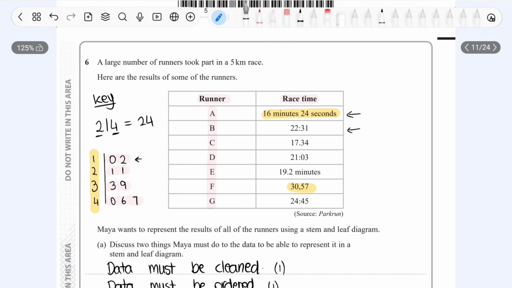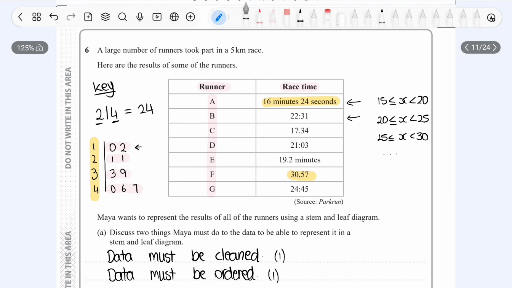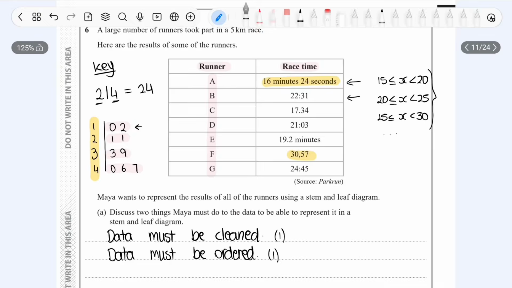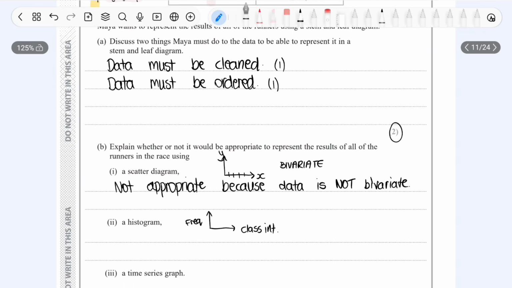Well, an example for here would be, if we look at our minimum, we have 16 minutes and our maximum seems to be 30 minutes, so we could have 15 to 20, 20 to 25, and so on. Now the point here is that this is continuous data. Continuous data is data that can take any value in a certain range, rather than discrete data, which is countable values.